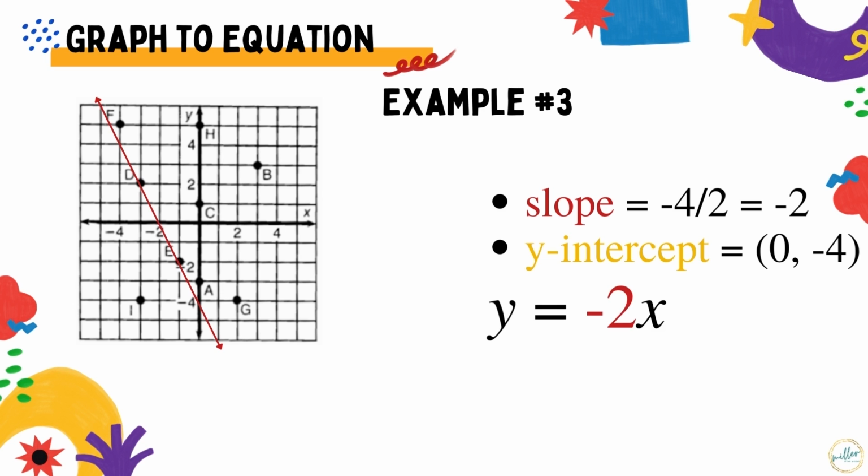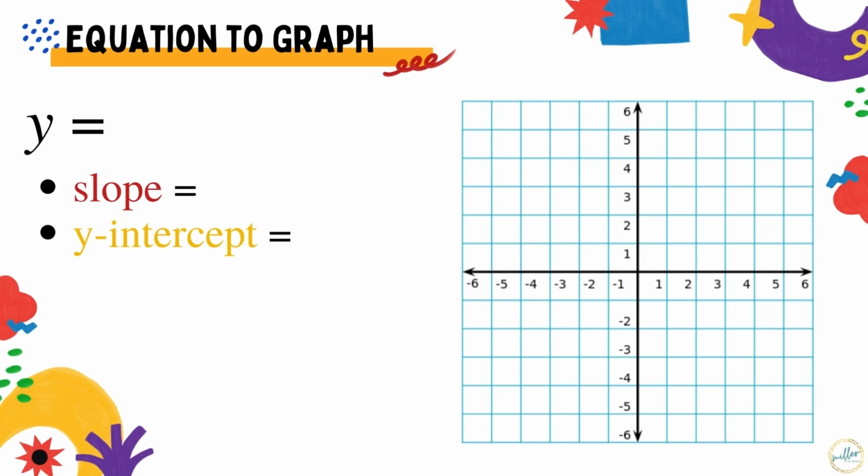Now for our equation, we can write y equals negative 2x minus 4. Minus because it goes through the y-axis at negative 4, not positive 4. Now we're going to try going the opposite direction. We're going to start with an equation and graph the line.